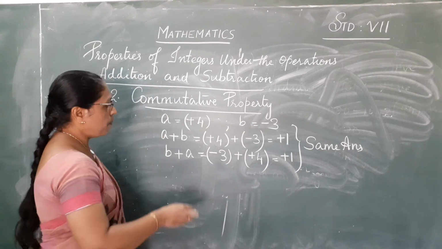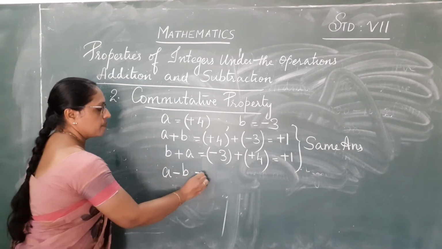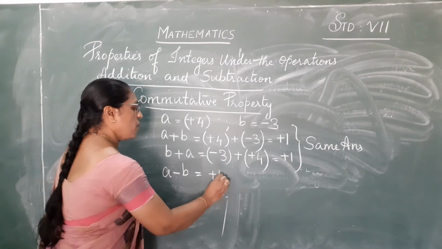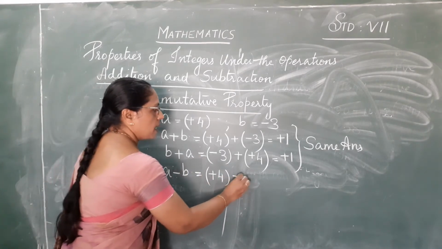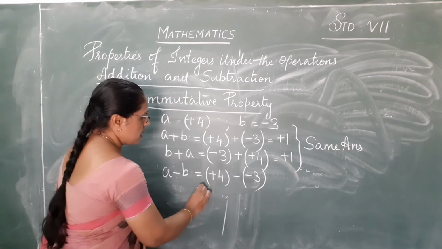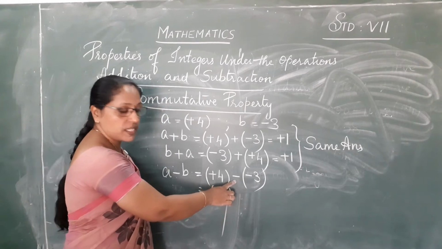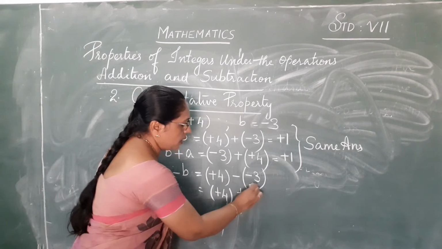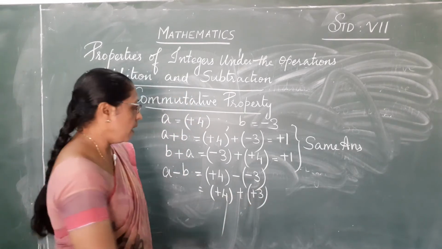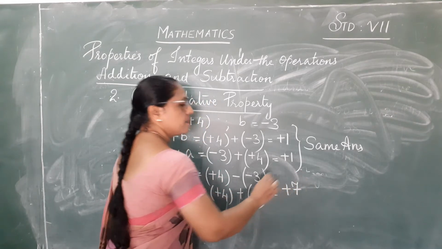Now let's take subtraction. First, a minus b. What is a minus b? Positive 4 minus negative 3, which is positive 4 plus positive 3, since subtraction changes to addition with the additive inverse. So we get the answer positive 7.